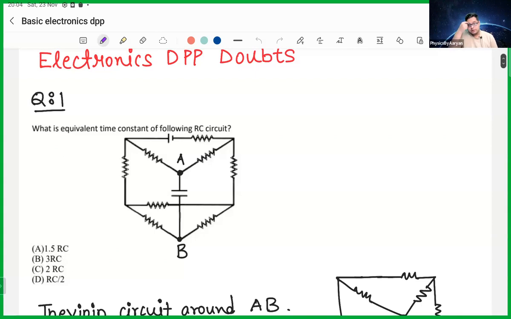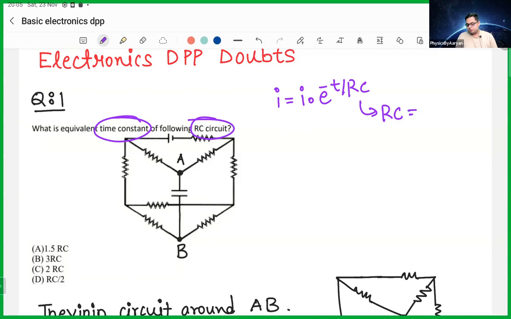So this is our question number 1, and what they are asking is what is the equivalent time constant for a RC circuit? So when you are studying the RC circuit, you know that you read the two equations that okay, current will increase and current will decrease, है ना? And this is an equation that you have, right? So this RC thing is known as a time constant. So tau is equals to R into C. This is what we define as a time constant.